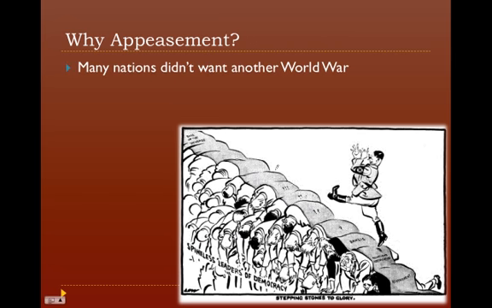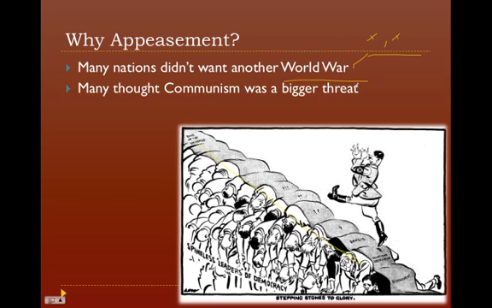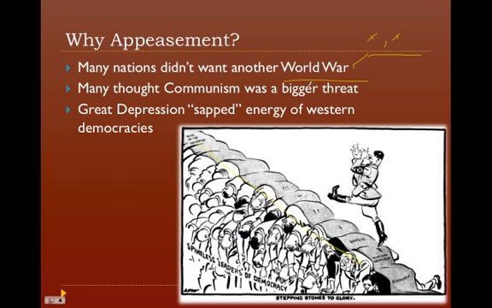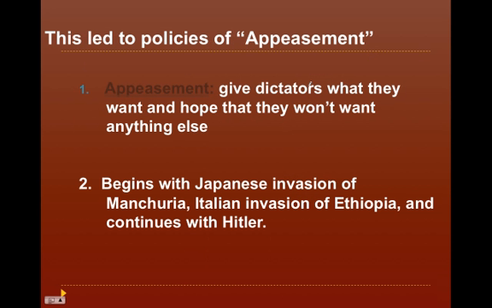Why were they giving in? Why were they bending over backwards? So many countries didn't want another world war because another world war led to too many deaths. Also, they thought communism was a bigger threat. Their eyes were somewhere else. And last and least, they had no energy for it. They were dealing with their own Great Depression, so they wanted peace. So what is appeasement? Giving dictators what they want.